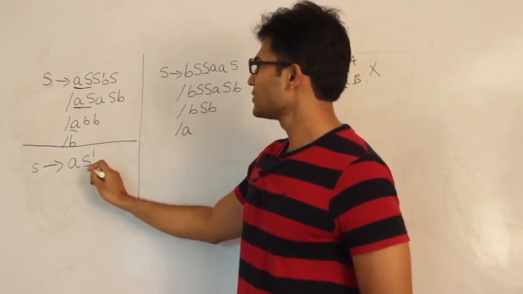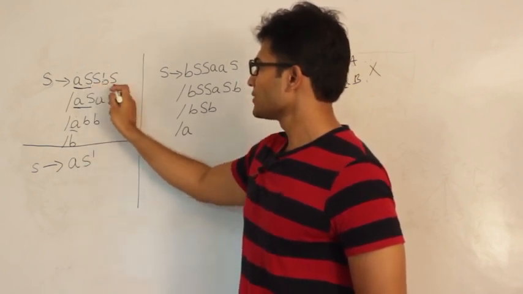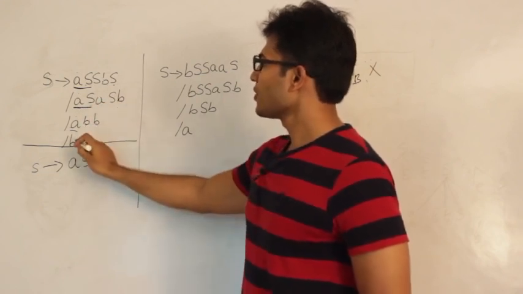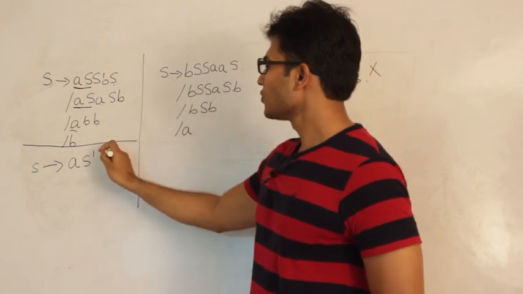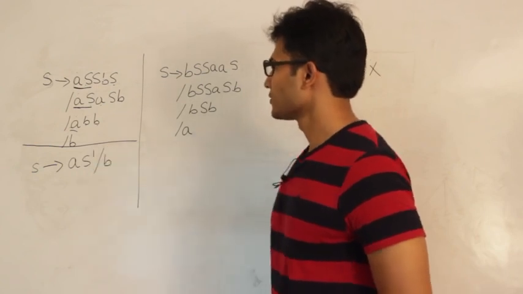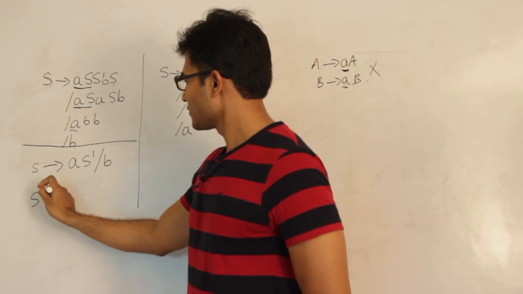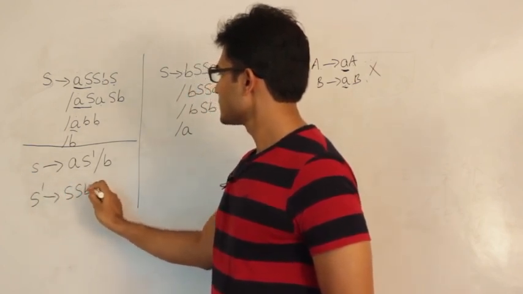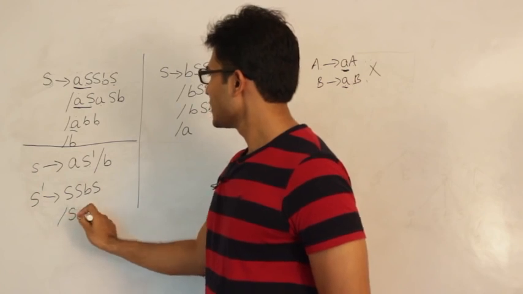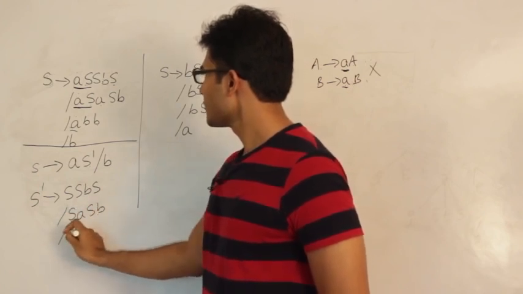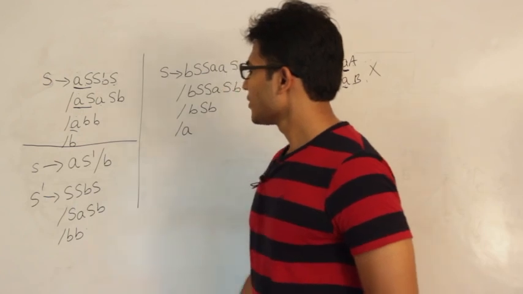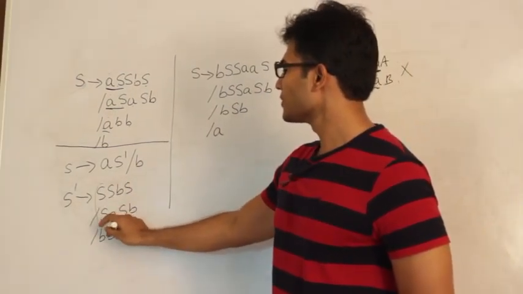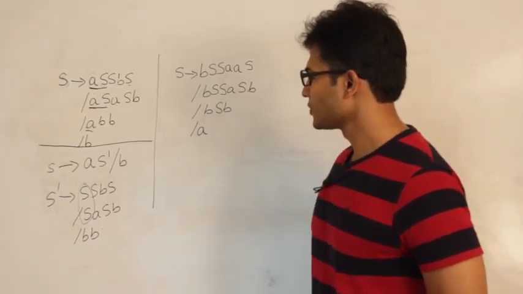Now what should this S dash derive? S dash should derive SSBS or SASB or BB. And we are not doing anything with B, therefore leave B wherever it was, right? S dash should derive SSBS or SASB or BB, right? Now is this grammar non-deterministic? No, we still have S as common prefix. Therefore do one more step.